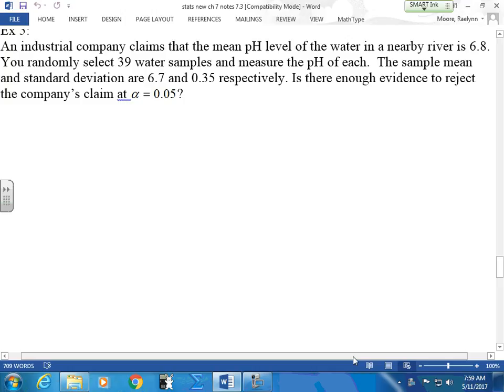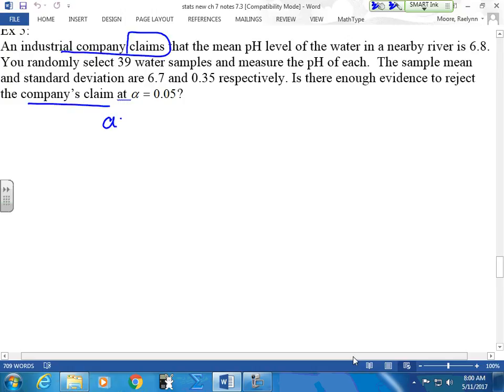You randomly select 39 water samples and you measure the pH of each. The sample mean and the standard deviation, it's coming from the same sentence, so that's a sample standard deviation, are 6.7 and 0.35 respectively. Is there enough evidence to reject the company's claim? If you get confused where to find a claim, look at your last sentence. The company's claim. So here is my company's claim.